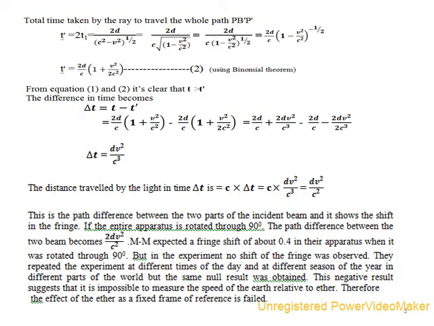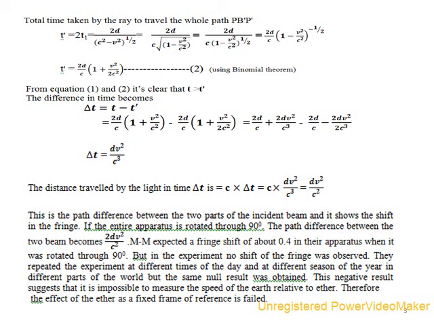The total time taken by the light, that is by the ray to travel the whole path PB dash, we can write t dash equal to 2t1. This is equal to 2d divided by c square minus v square to the power of 1 by 2. Here we substitute for t1 from equation 1, and after simplification we get this term. Using the binomial expansion, we can write t dash equal to 2d by c into 1 plus v square by 2c square. This is equation 2.